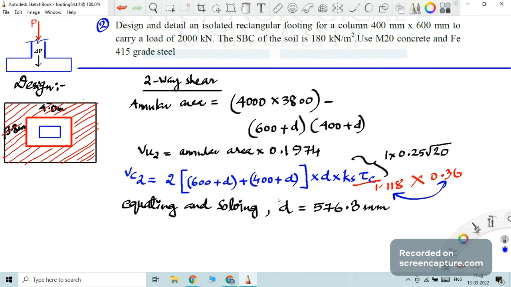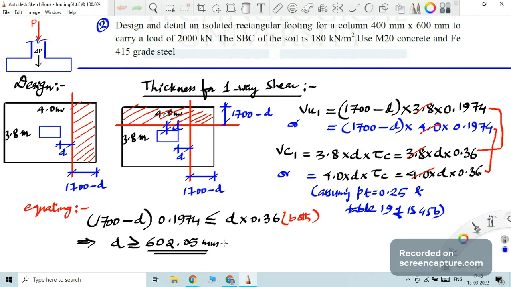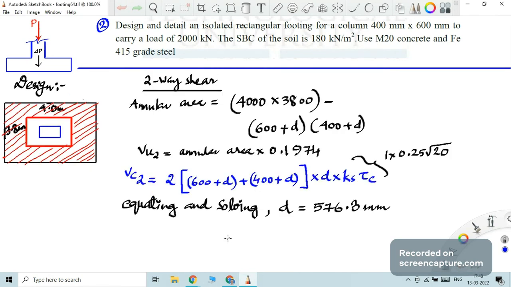Even though I have written the answer straightforwardly here, this is going to be a little bit time consuming, because this is also going to yield a quadratic equation with big numbers. So making a mistake is quite easy. How will you do the debugging? The value you get will generally be less than the previous d. What was the previous d in one-way shear? 602. So whatever you get in two-way shear, instead of 602, you will be getting something below that.